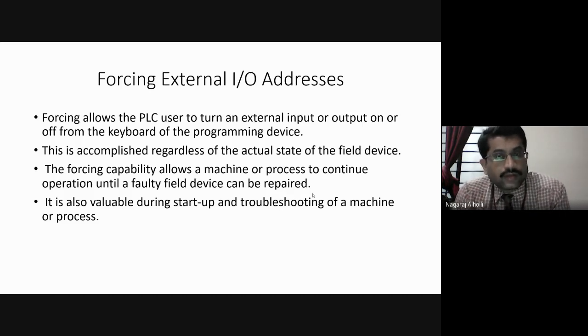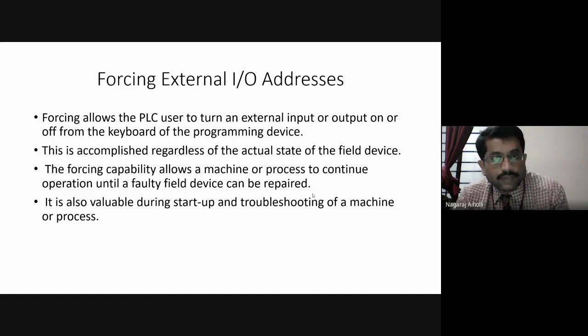But if the user wishes to force the output on or off, then he is going to turn it on or off. Suppose the field device is off on its own, according to the ladder rung. Now, what the user wants is to turn it on, so he can do that. Forcibly, he can make the output turn on from the off state.